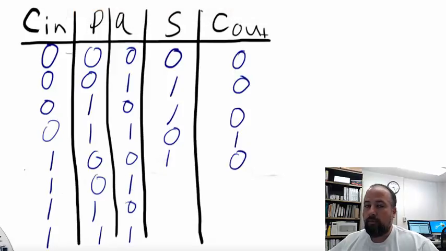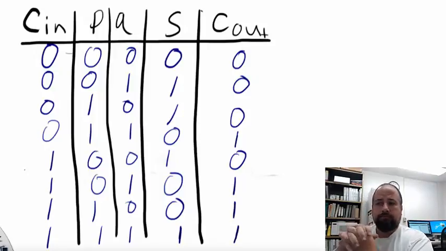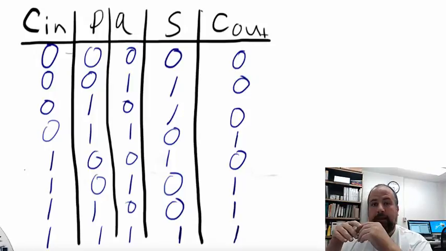Here we have 1 plus 1. We're going to get the same result we got up here. A sum of 0 and a carryout of 1. And in this case, where we have 1 plus 1 plus 1, that's where we have a sum of 1 and a carryout of 1. So this should correspond to what you're thinking in your head binary addition looks like, right?